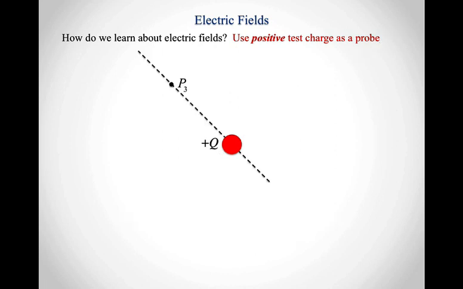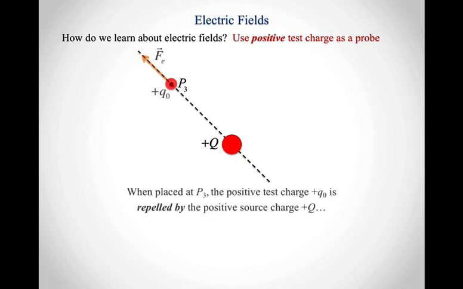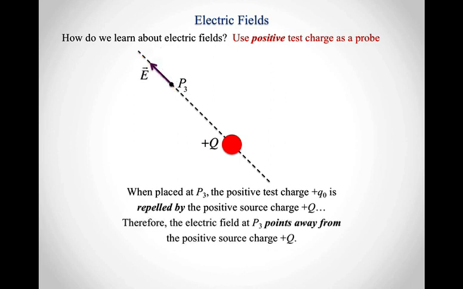Well, let's pick a different point, one that doesn't lie along the same line. So again, here's point P3. Put my positive test charge there. Again, it's being repelled from my positive source charge. So I see that the electric force points away from my positive source charge, which means since I used a positive test charge that the electric field must also point away from the positive source charge.